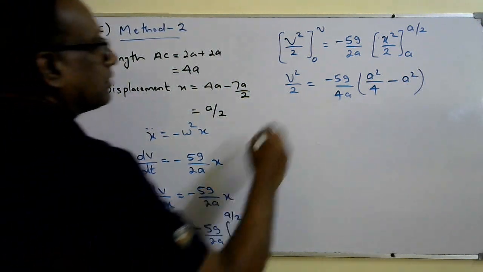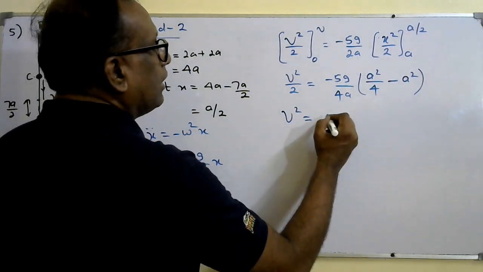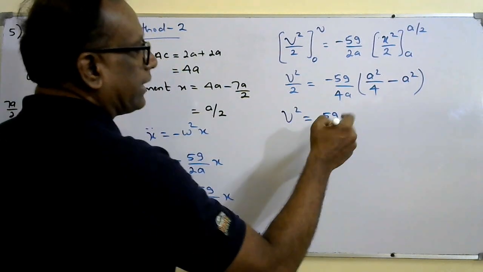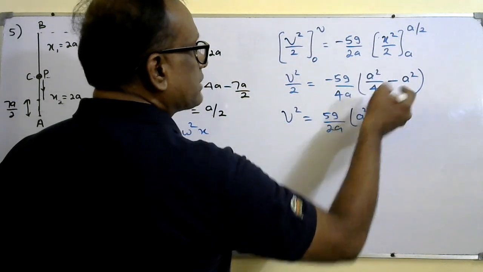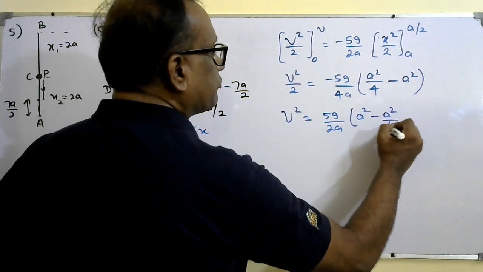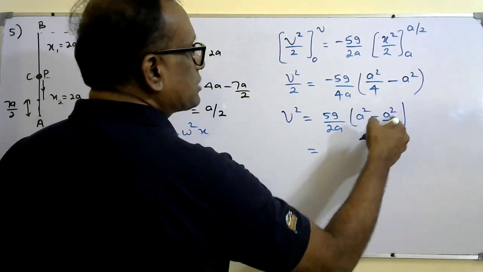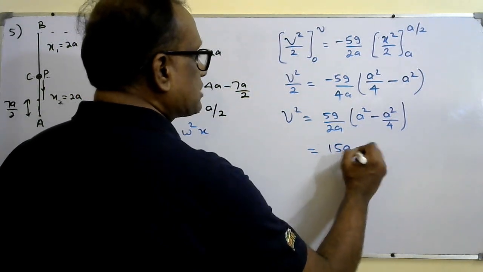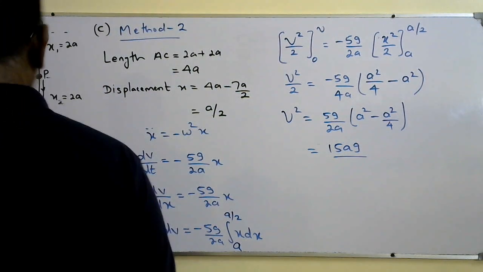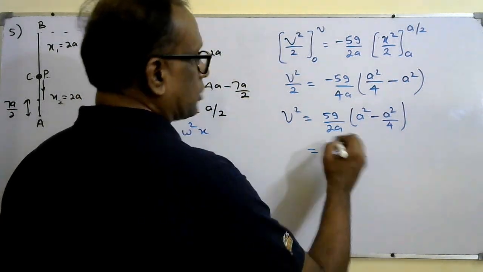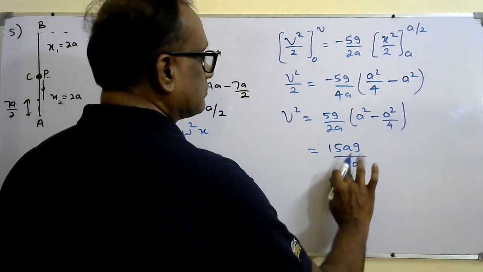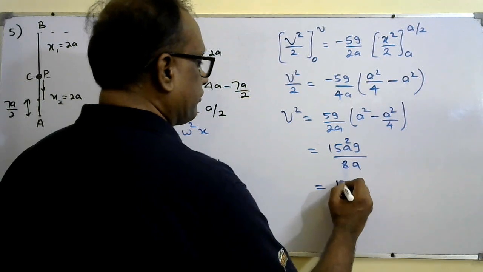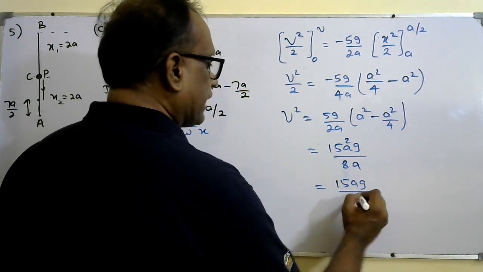So that will be v squared equal 5g over 2a, 4a to 2a. Here it's going to be a squared minus a squared by 4, so that will be 4a squared minus a squared, 3a squared. 3a squared into 5g, 15a squared g over 2a into 4, 8a. A squared, a gets cancelled. So 15ag over 8 is v squared.